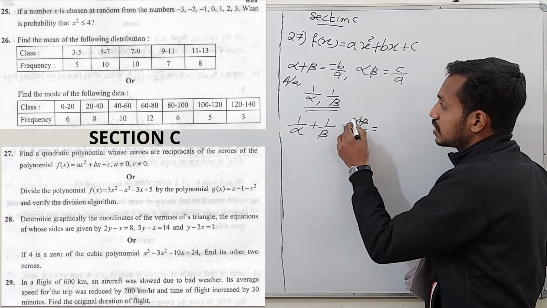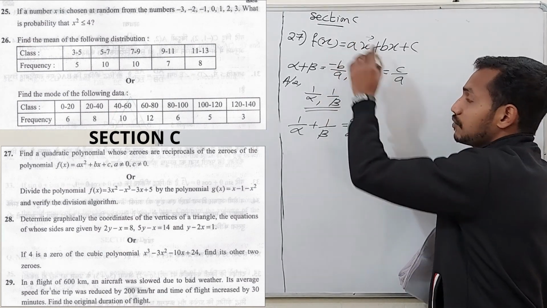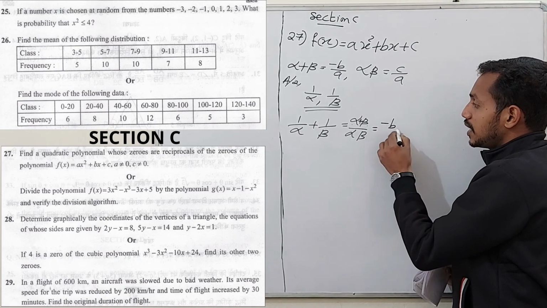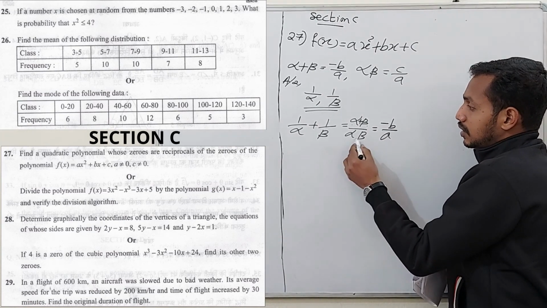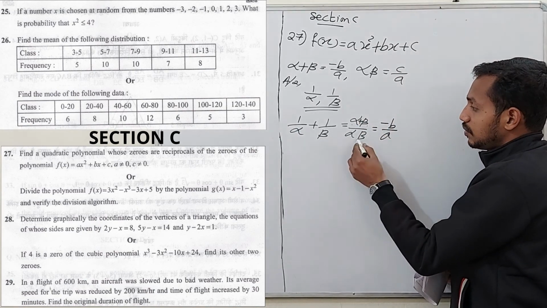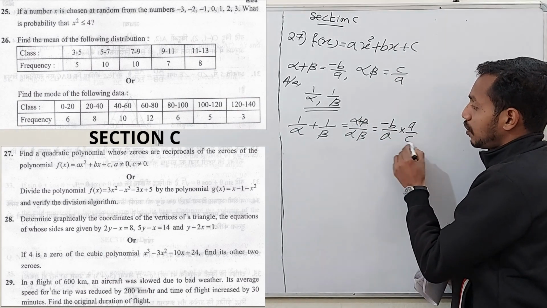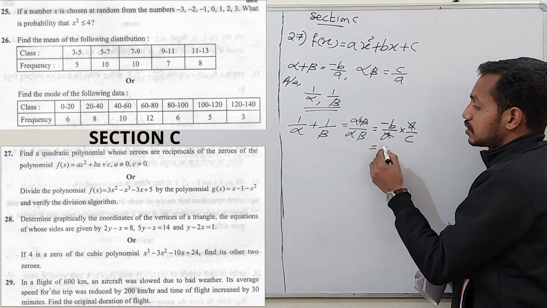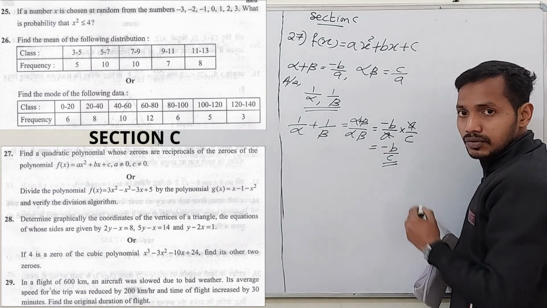Which is equal to, what is alpha plus beta according to f of x? That is minus b by a, divided by alpha into beta. What is alpha into beta? It is given as c by a. So divided means multiply by the reciprocal. A cancels, and we get minus b by c.